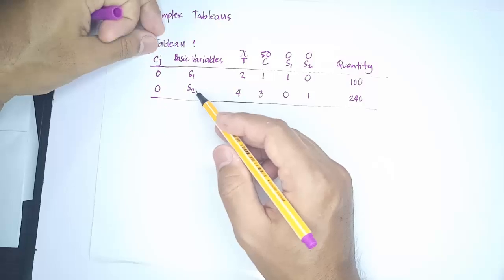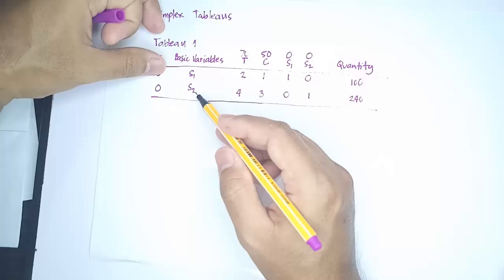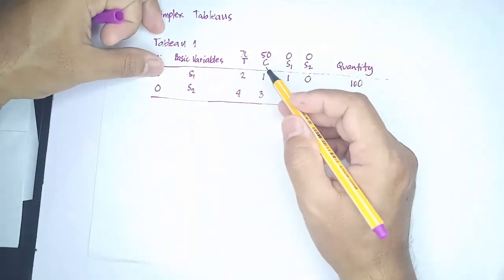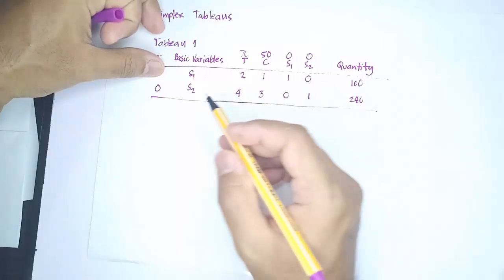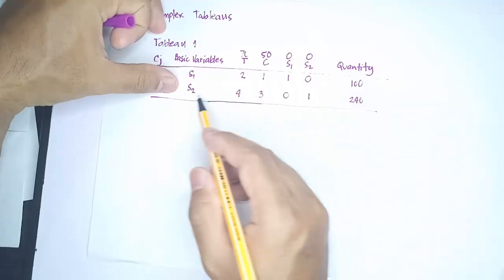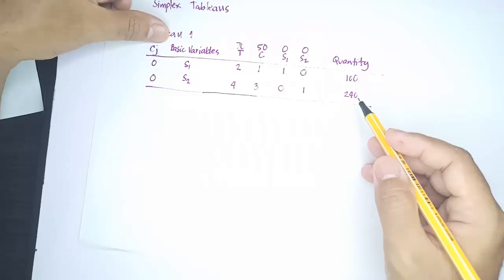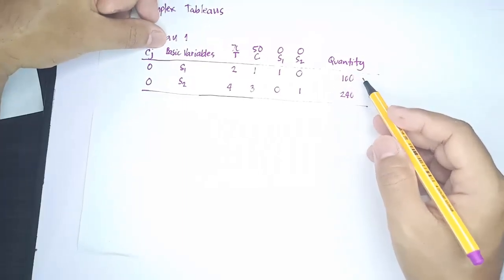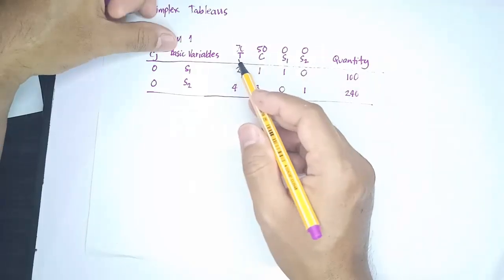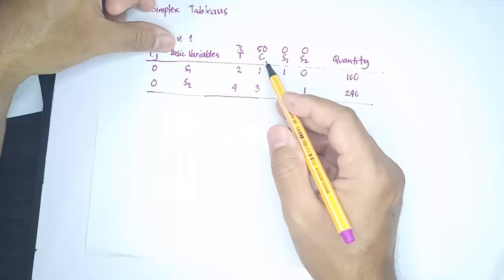S1 and S2 are the basic variables for tableau 1 because we are letting the values of T and C equal to 0. Therefore, the value of the slack variable S1 is 100 and S2 is equal to 240. These are the unused hours for the painting and carpentry time, since at this time the number of tables is equal to 0 and the number of chairs is also equal to 0.